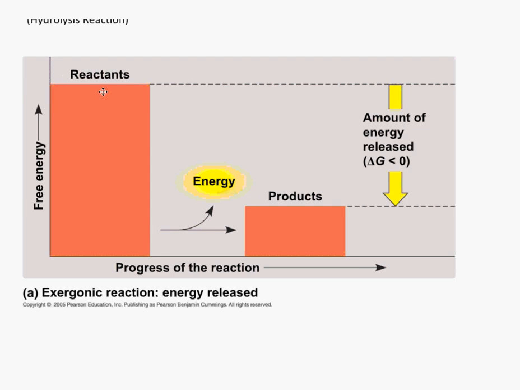Well, as you break the bonds in the reactants, energy is released. So when the bonds are broken, that means that there is less energy at the end of the reaction than there was at the beginning of the reaction. This type of reaction is called an exergonic reaction. Hydrolysis is an exergonic reaction, meaning that energy is released into the environment. Sometimes these reactions are also called catabolic, because it's breaking something down.